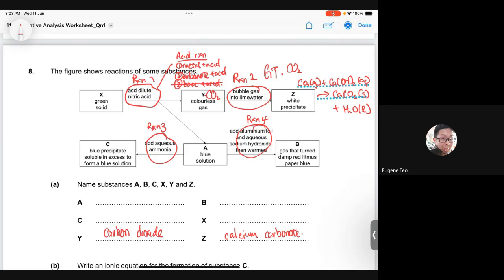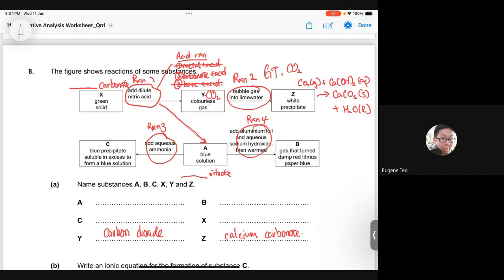Tracing back, I know that X is actually not a metal plus acid, it's a carbonate plus acid reaction. Therefore, X must be something carbonate. Now, something carbonate reacts with nitric acid to give me carbon dioxide gas and my solution A. Because solution A is formed from nitric acid, I know that A would be something nitrate. And it is confirmed by reaction 4.